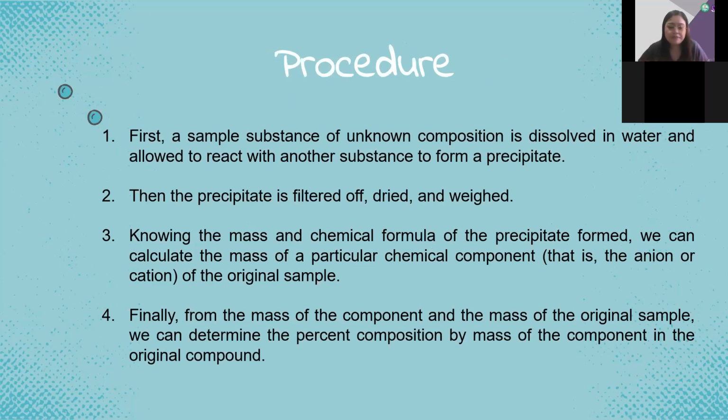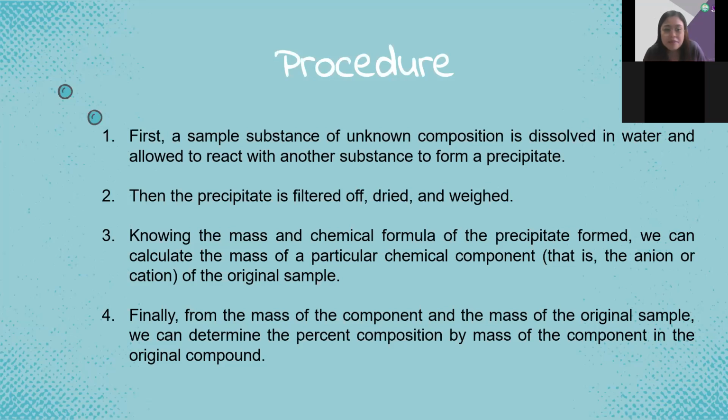And then after that, we will dissolve that in water and i-allow natin to react with another substance to form a precipitate. So in gravimetric analysis, since we have an unknown and then we will have another compound to have it reacted with, so magpili tayo ng compound class na sa tanaw natin mag-form siya ng precipitate. So kung hindi siya mag-form ng precipitate, then we can look for another compound until ma-form na ang precipitate.